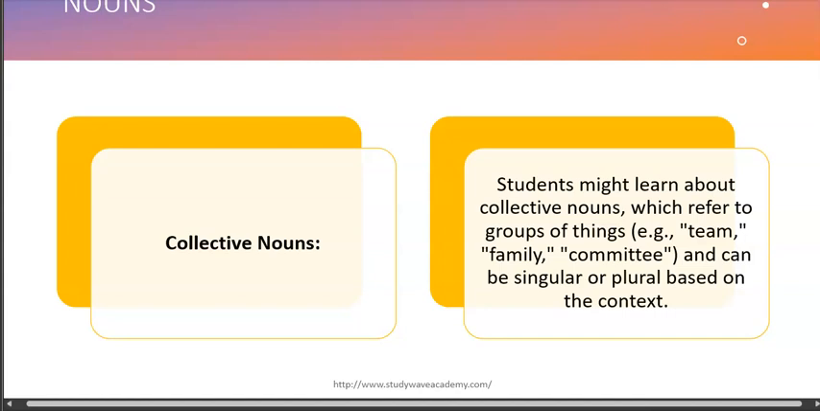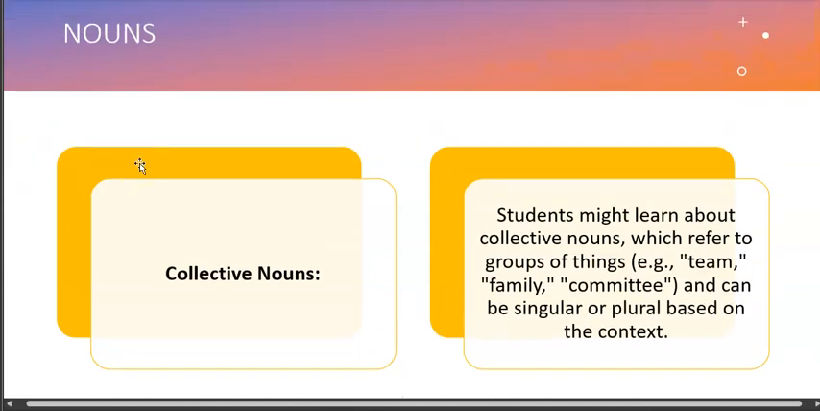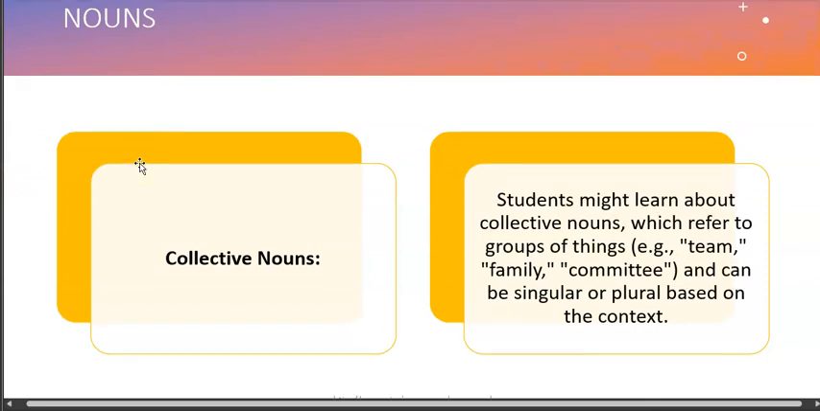Then we have something known as collective nouns. And I know we already know what collective nouns are. So collective nouns refer to groups of things, or a group of entities, for example, okay? So for example, a team, family, committee, all these are collective nouns because they show a group of things, okay? So all those are collective nouns, okay? Don't forget about that.